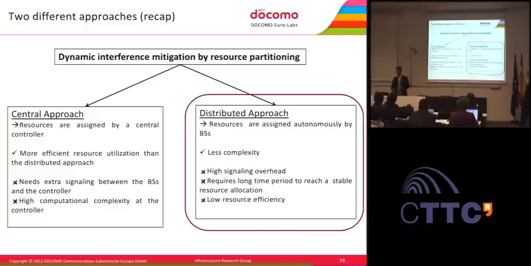But then we have the situation where the base stations need to talk to one another and tell each other what the interference is, what not to use, what to use. So there's a bit of extra signaling, or high signaling overhead, in the system. And it might require a long time to reach a stable situation, because if one base station changes its configuration, the entire interference scenario has changed. And maybe there's a lower resource efficiency than the previous case.